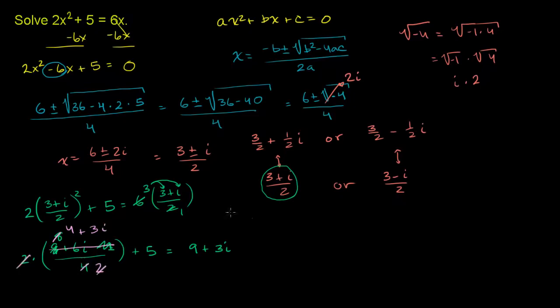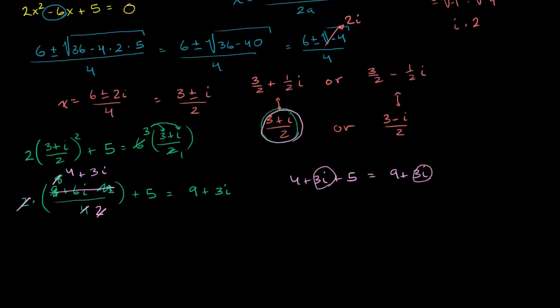So on the left-hand side, we're left with 4 plus 3i plus 5. And this needs to be equal to 9 plus 3i. Well, you can see we have a 3i on both sides of this equation. And we have a 4 plus 5, which is exactly equal to 9. So this solution, 3 plus i, definitely works. Now let's try 3 minus i.